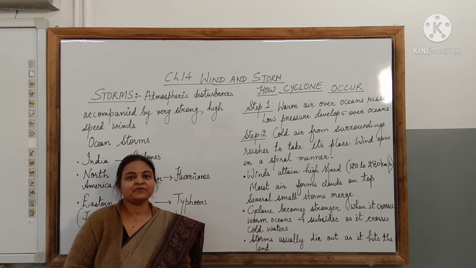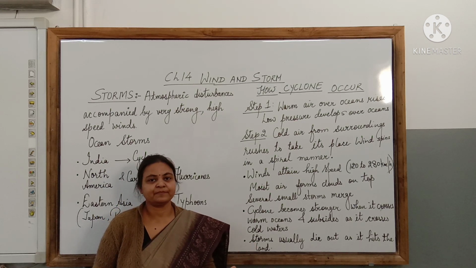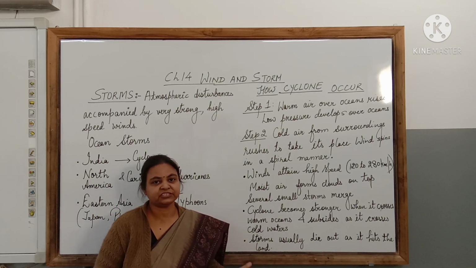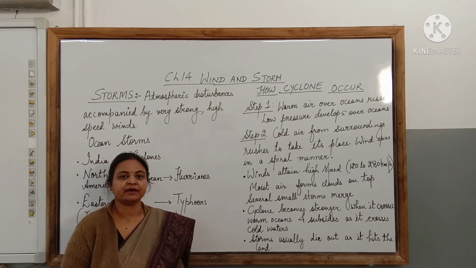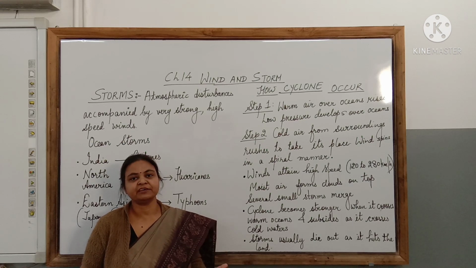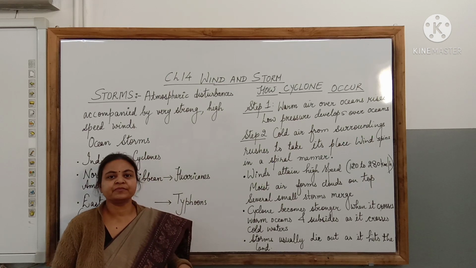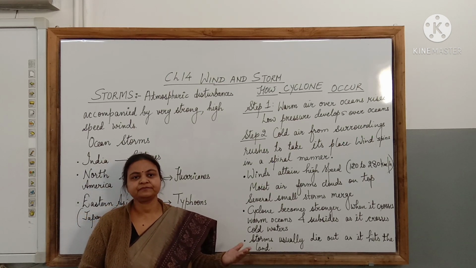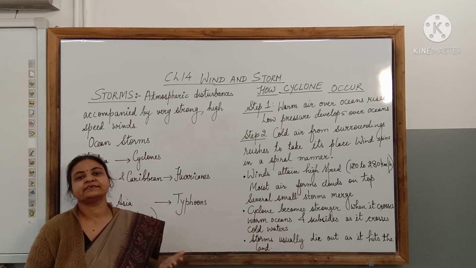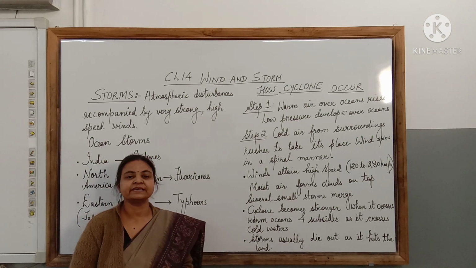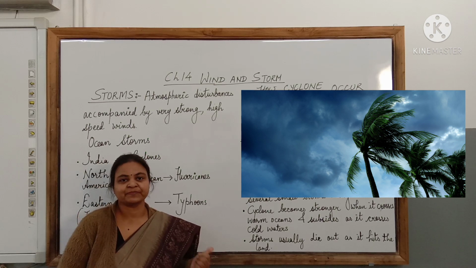In the previous video, we have understood what is wind. Wind is moving air and it can be measured with the help of an anemometer. The speed can be measured in kilometers per hour. We are very familiar with the speed of wind. Sometimes it is very gentle, sometimes it becomes stronger, and when it becomes very strong, it is considered as a storm. Today we are going to discuss storms, especially the oceanic storms, cyclones.